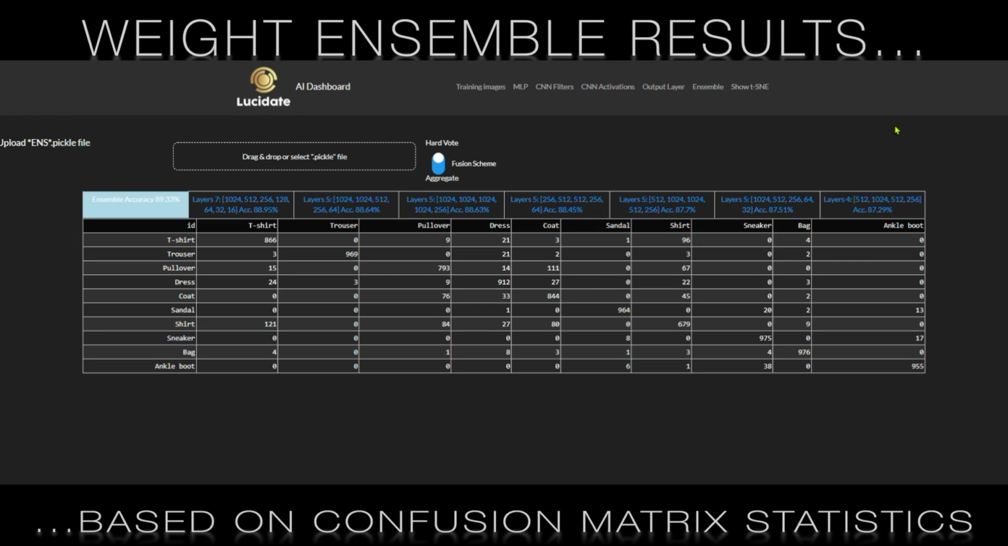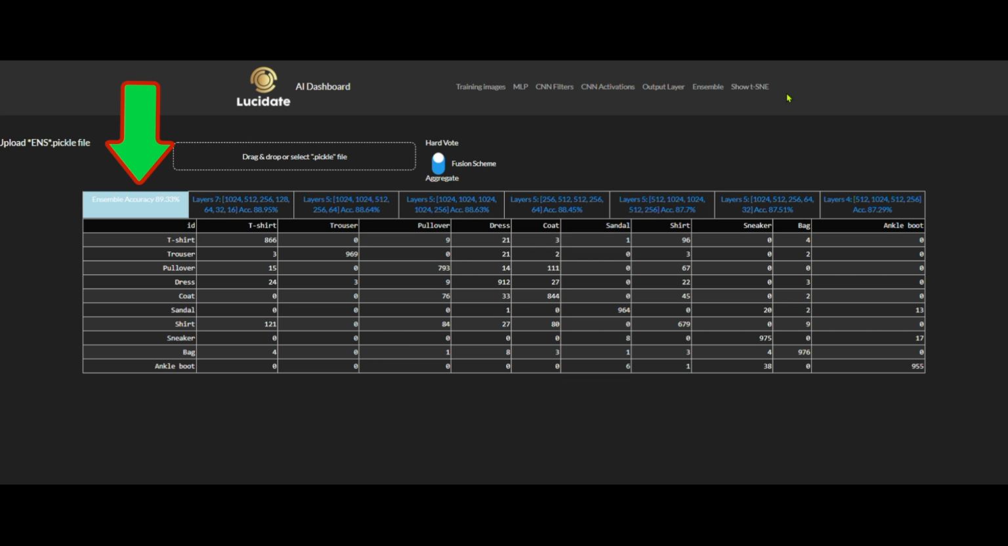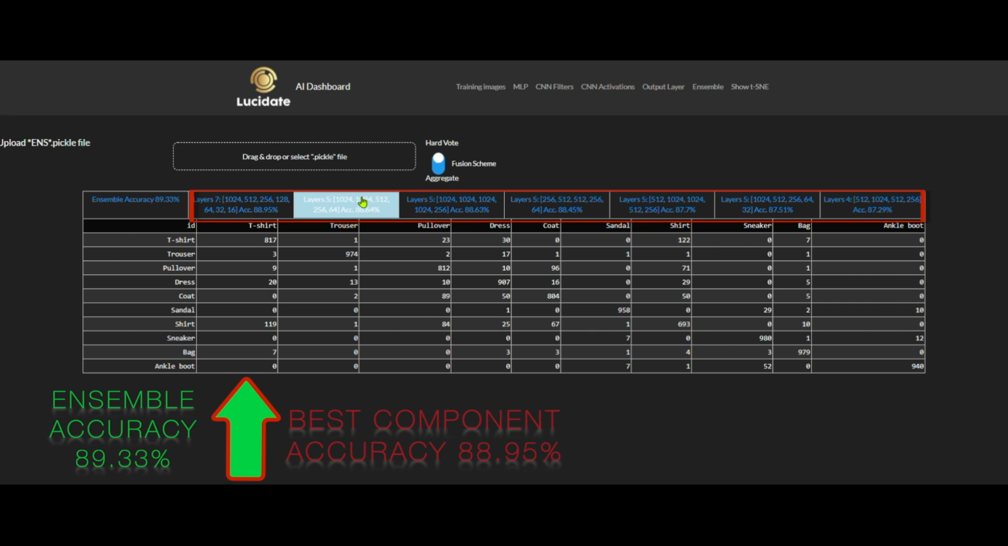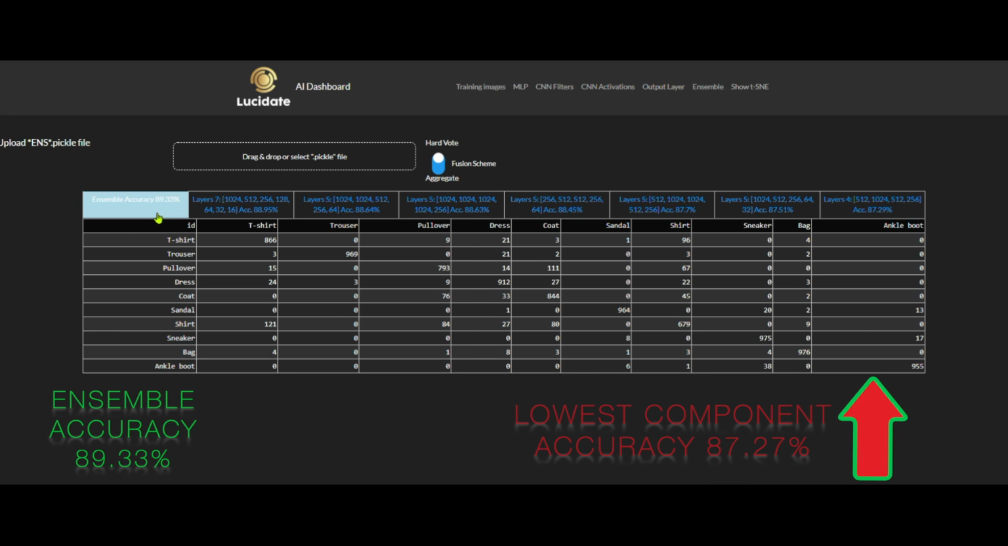In this GUI, the ensemble is on the left, and the constituent components of the ensemble are shown to the right, with decreasing accuracy as one moves right. Here you can see that the ensemble score offers a significant improvement over all the component networks. As in nature, diversity improves the overall outcome.